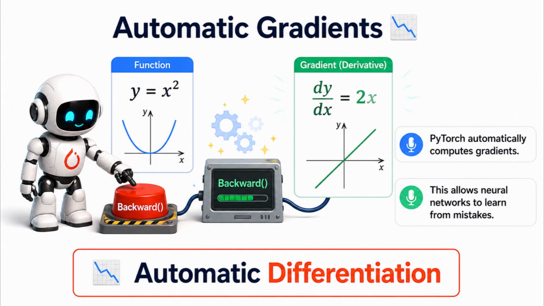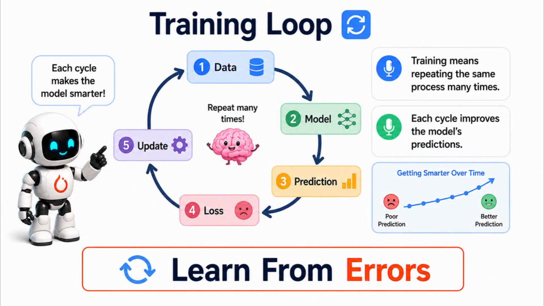PyTorch automatically computes gradients. This allows neural networks to learn from mistakes. Training means repeating the same process many times. Each cycle improves the model's predictions.